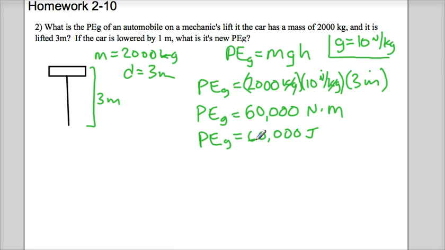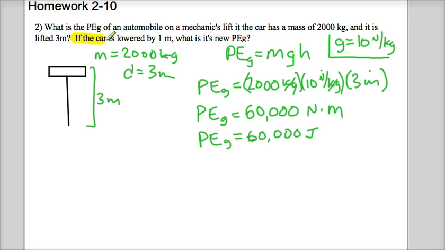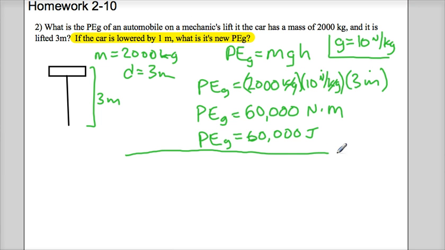Okay. The question goes on to read what happens if the car is lowered by 1 meter. What is the new potential energy of gravity? So simply all that does is change this distance here to 2 meters. So you can go ahead and redo the equation. Everything is the same with the exception of the height.